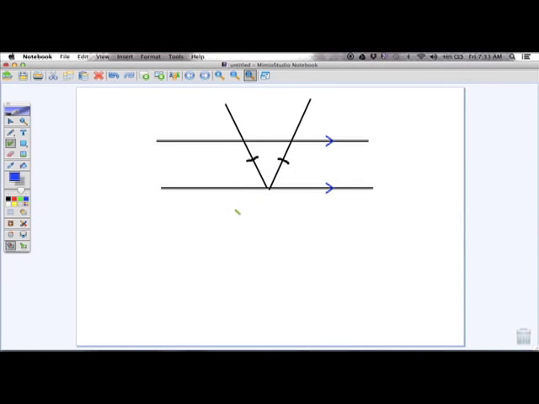Looking at this one, you're trying to figure out what the missing angles are. You're always looking at the clues that we're given. The first clue we're given is that these are parallel lines. The other clue that we're given here, these two little marks, indicate that this is an isosceles triangle, meaning that two sides are congruent, this side and this side.